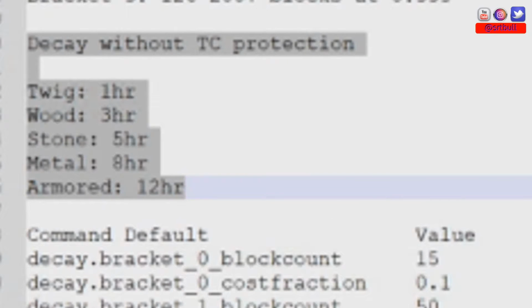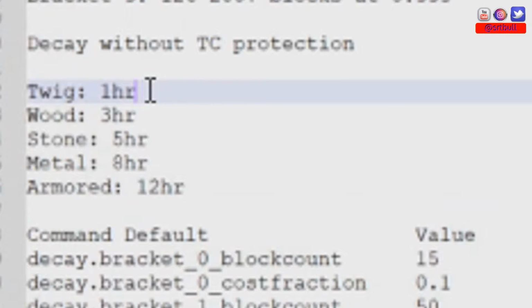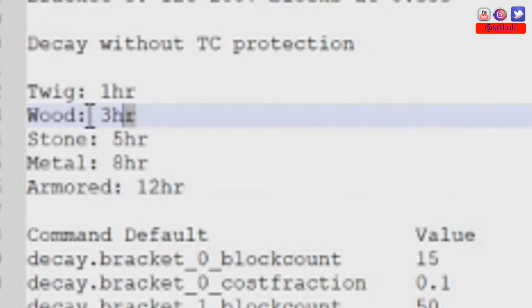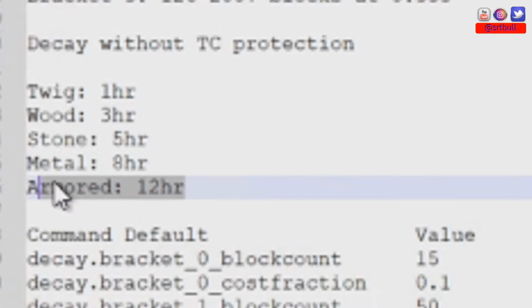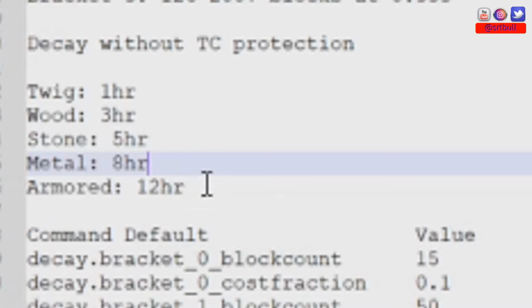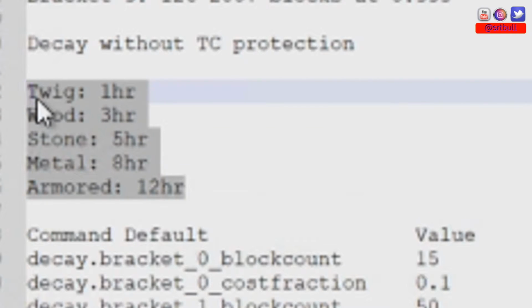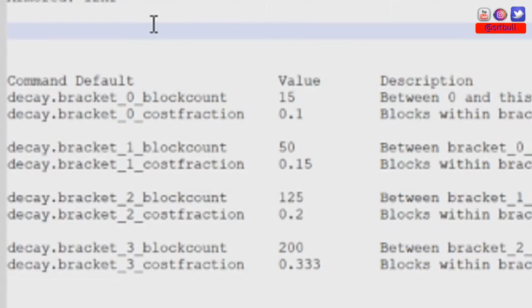This first section here that I have highlighted is at what rate buildings will decay depending on what scale or what level they're built at. So a twig hut not protected by a TC is going to decay inside of an hour. A wooden hut is going to decay inside of 3 hours. Stone and so on and so on and so on. You can see where I'm going with this. But this is the rate at which things are going to decay when they're not covered by a TC and never have been. All right, so this next section here, this is where it starts getting a little bit complicated.